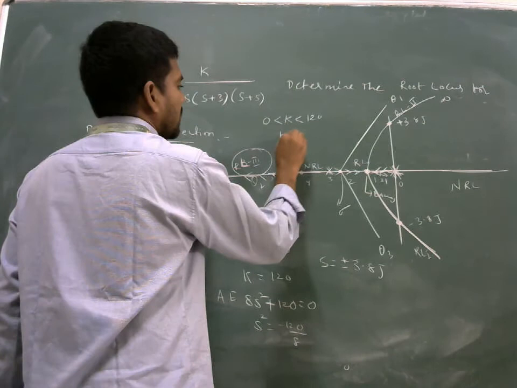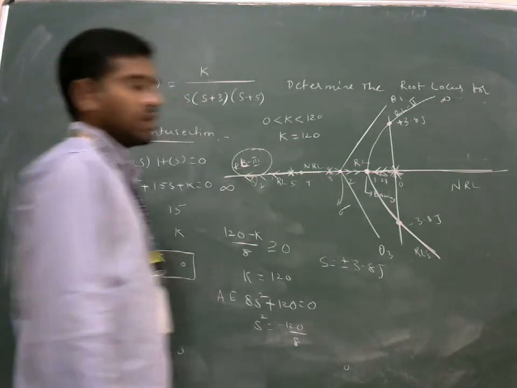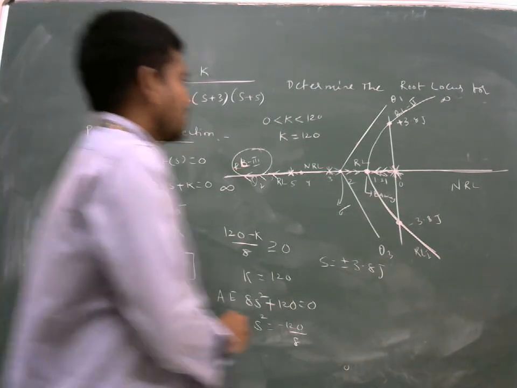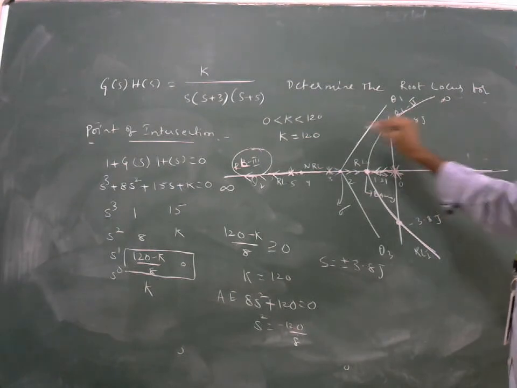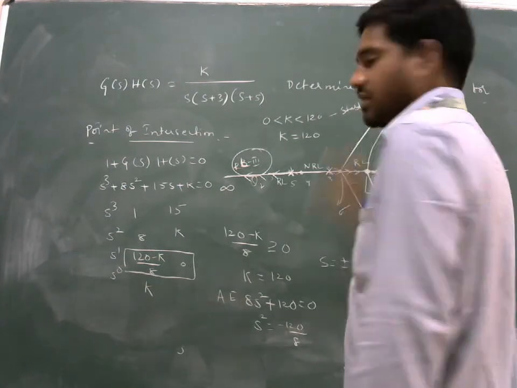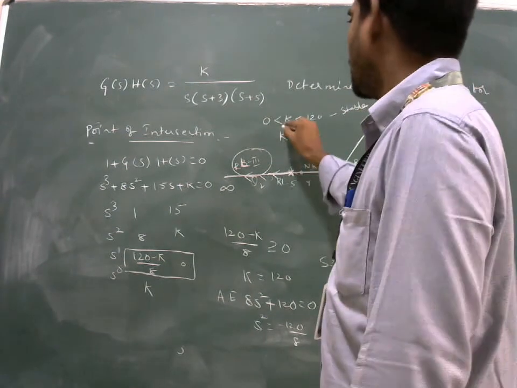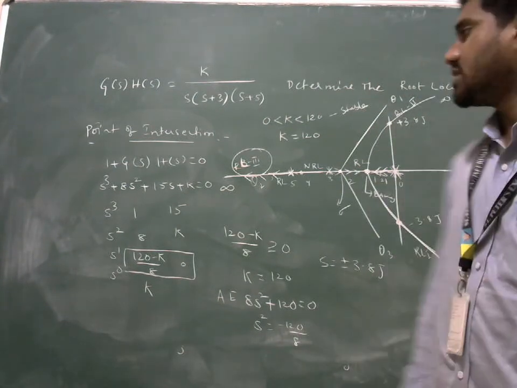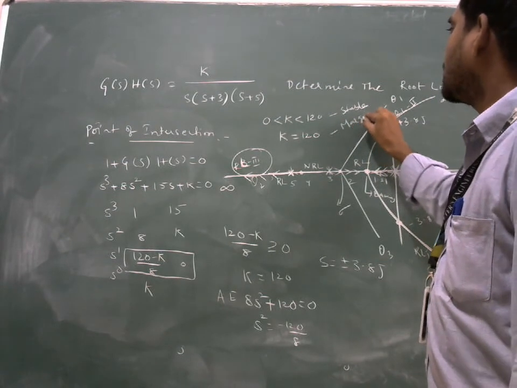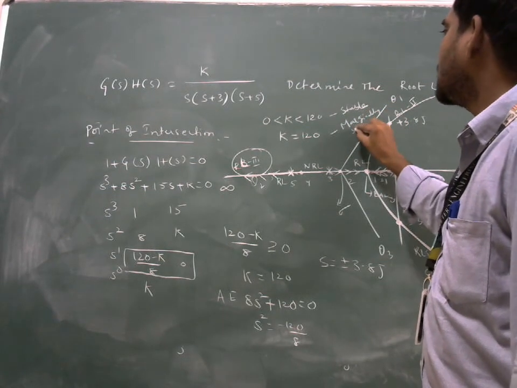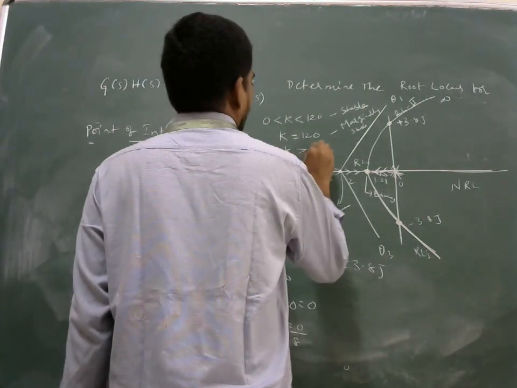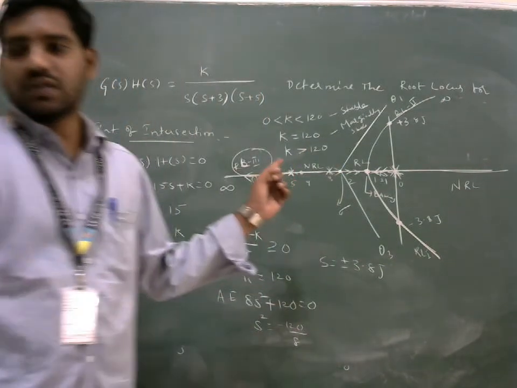If k is equal to 120, what will happen? This complete row will become 0. So if k equals 120, the system will become marginally stable. For the value of k in between 0 and 120, the system is stable. For k equal to 120, the system is marginally stable. If k is greater than 120, what will happen?